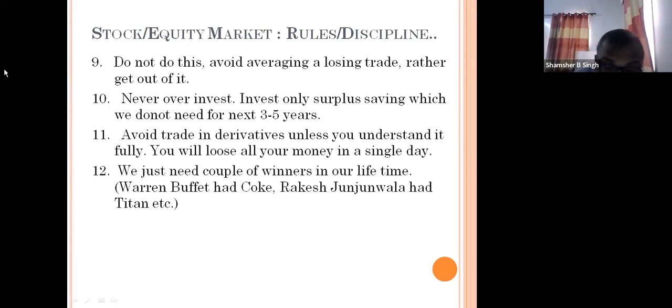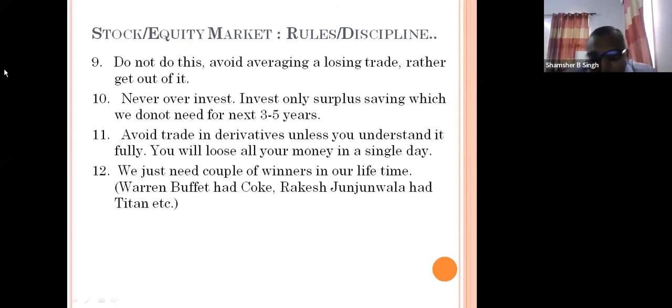Even if you understand it, I do derivative trading, but only with 10% of my capital, that is it, so that if I lose, I lose only 10% of my capital. And that too, I have opened a separate account with a separate broker with that 10% capital. So the point is, avoid derivatives.